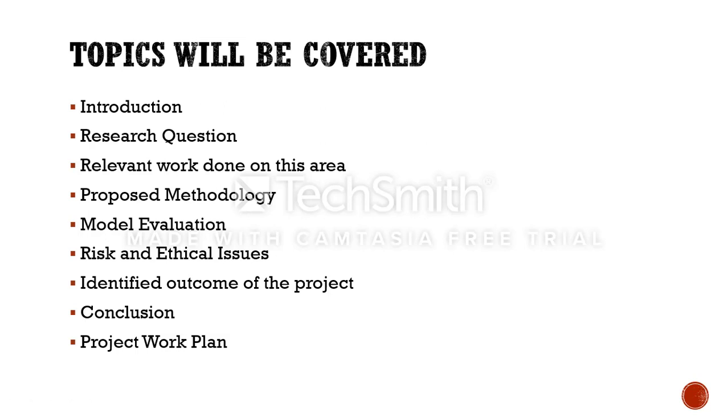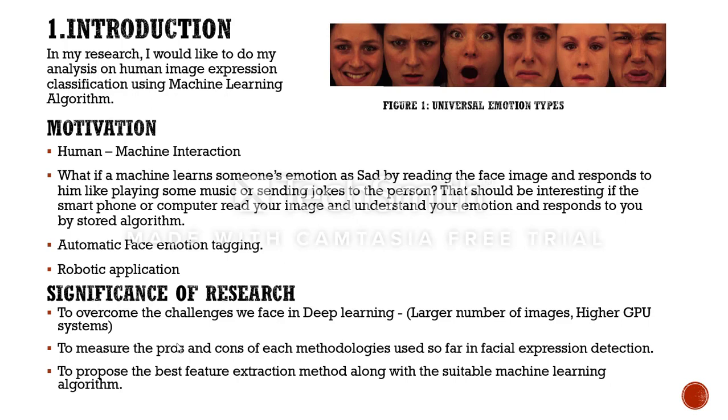The introduction. In my research, I would like to do my analysis on human image expression classification using machine learning algorithms. As you see here, there are universal emotion types which are happy, sad, anger, excitement, neutral, etc.